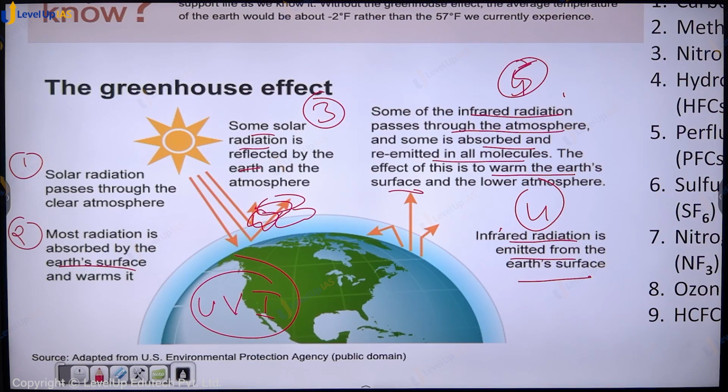Third is some solar radiation is reflected by the earth and its atmosphere, albedo, कुछ reflect कर रही है sun rays. Fourth is some of the infrared passes through the atmosphere. Fourth is earth ने किया infrared rays को emit.